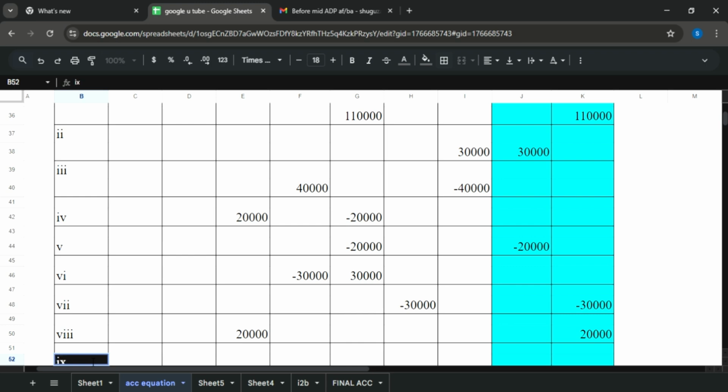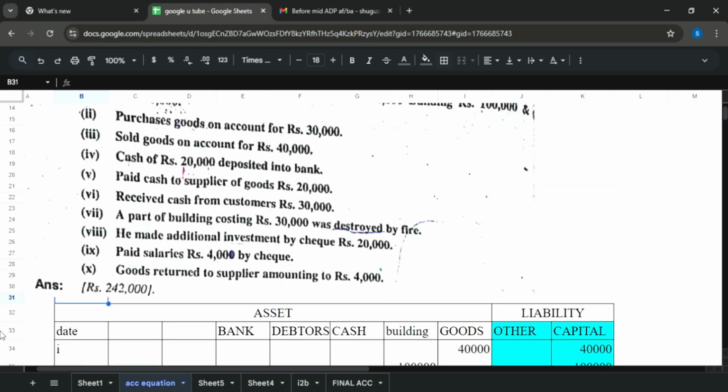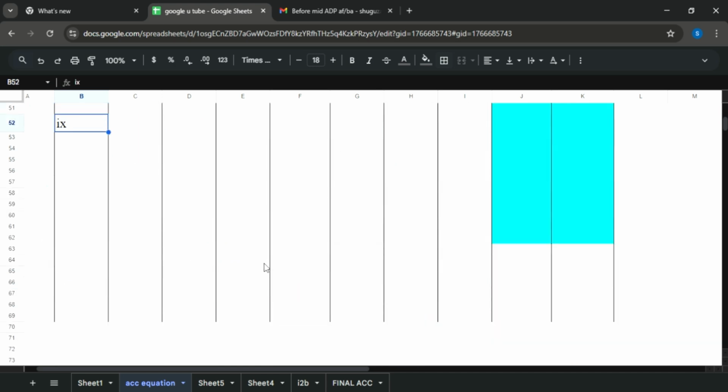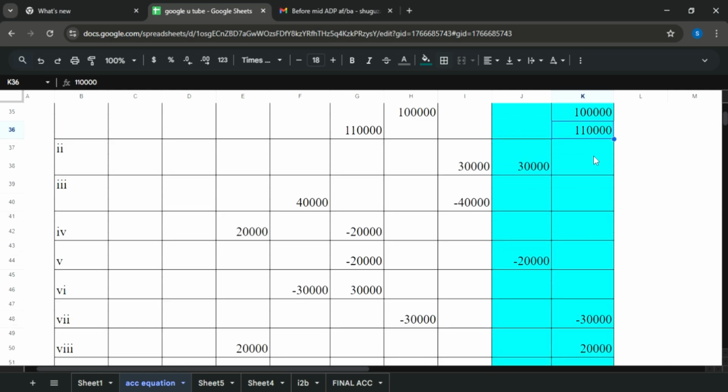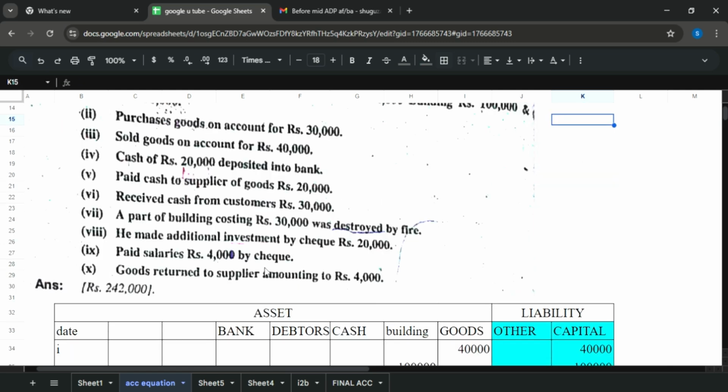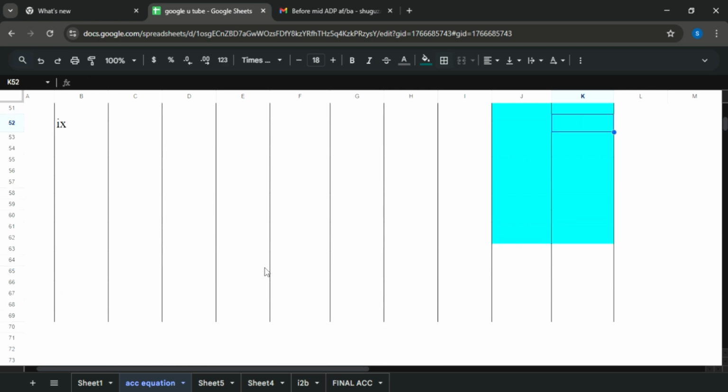Now we will see entry number 9. That is said, paid salaries by check. Salaries are expenses, and as it was earlier told, all of the expenses would be adjusted in capital. This is your capital, and what we have said, it's an expense. Salaries are expenses with which capital would be decreased. How much amount of salaries? 4,000. So here minus 4,000 you are going to write.